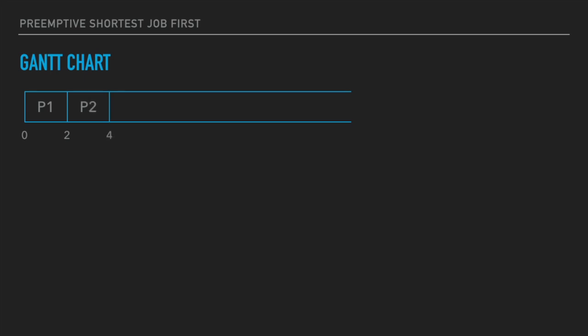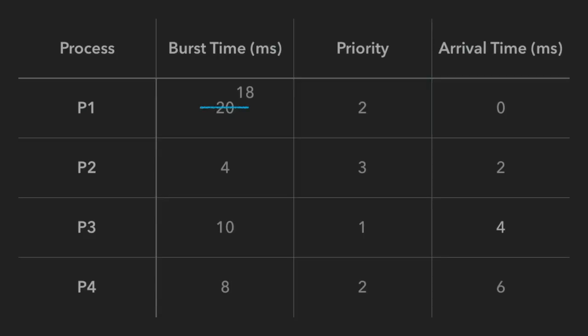But don't forget, we also need to consider the next arrival time of a process, which in this case is P3 at 4. So P2 will only be executed for 2 as P3 has arrived. And since it has been executed for 2, we can subtract that from the initial burst time of 4.